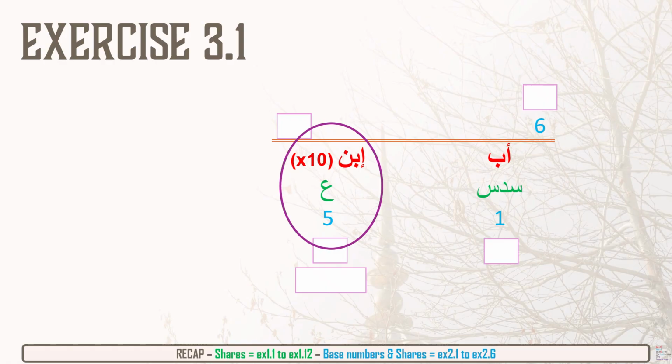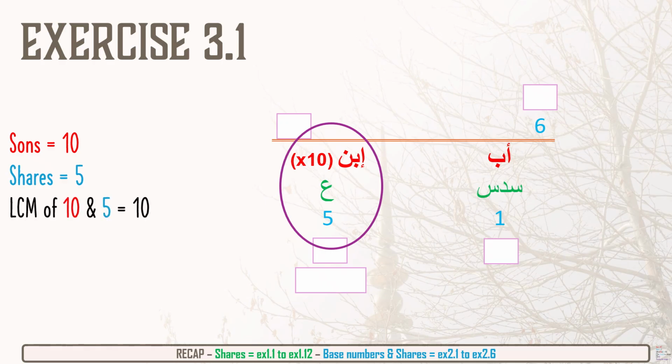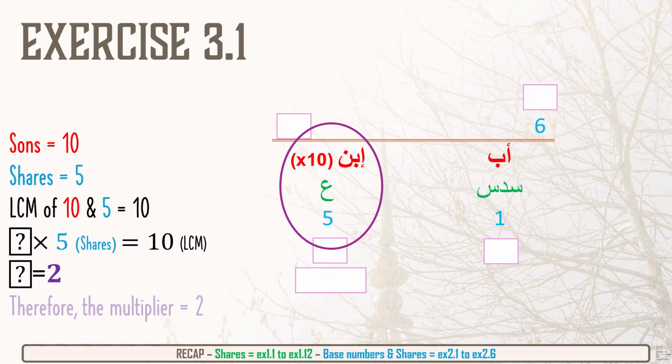So let's look. First, we have 10 sons and 5 shares. So we work out the LCM of those two numbers. The LCM of 10 and 5 is 10, because 10 goes into both of their times tables. Now we have to think, what number times by 5 will give me 10? In other words, what number times by the shares will give me the LCM? And that number is 2. Therefore, the multiplier is 2.